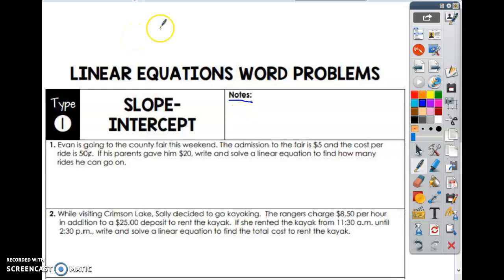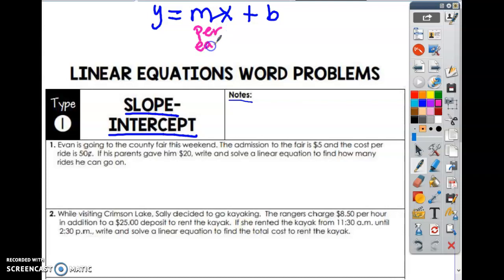So I want everybody to write up here the type of equations that they could give you. Slope-intercept form, which is y equals mx plus b. Okay? The slope is going to have words like per, each, every. If you see those words, that's the number that's going to have the variable, which is the x. If you see per, each, and every, it's going to have the x.